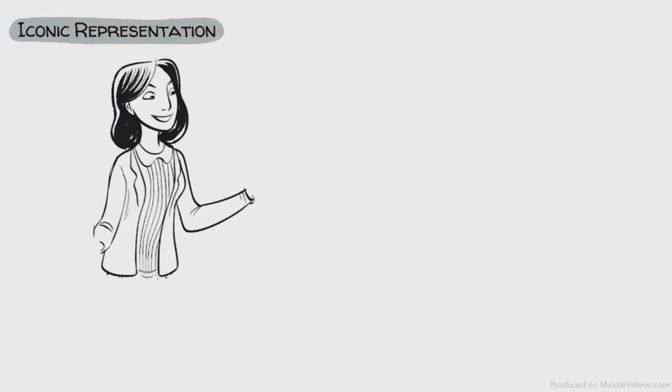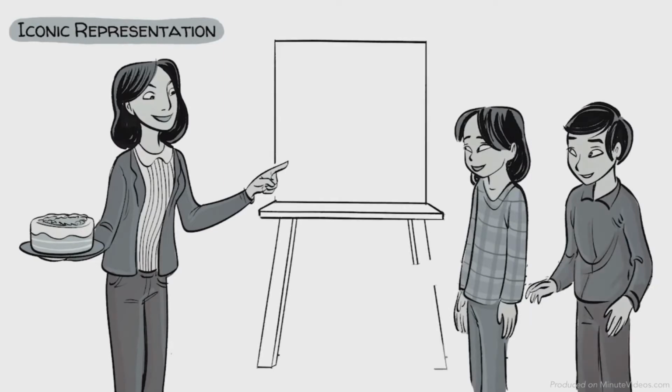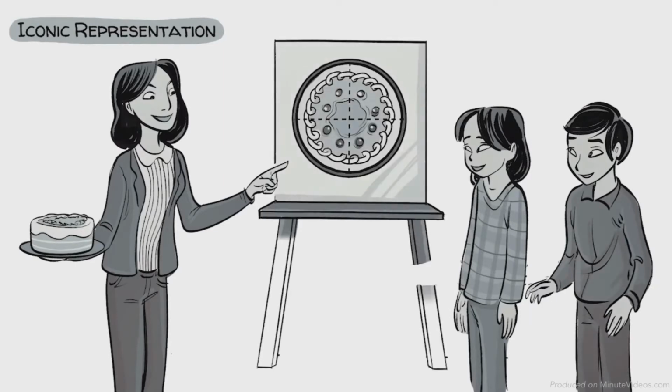Step 2 is iconic representation. We now link our memories of the experience to iconic pictures. Students are asked to draw a cake that was cut into 4 pieces.